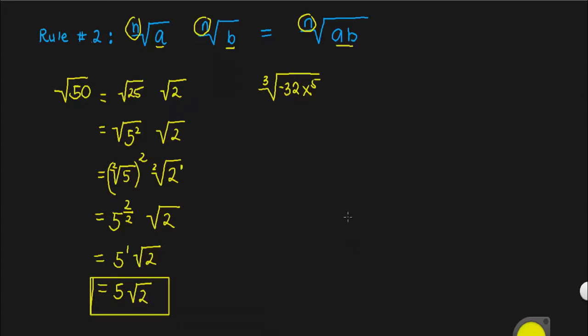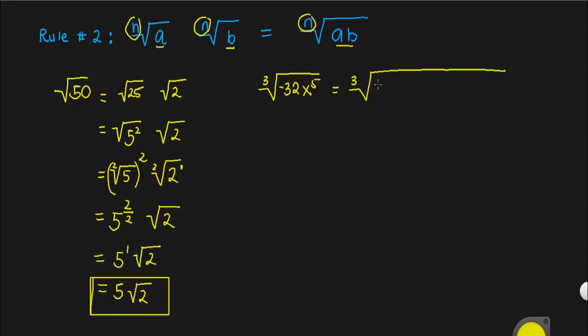Okay, for example number 2, sa rule number 2 natin, we have cube root of negative 32x to the 5th power. Okay, so ganito ang gagawin natin dyan. So we have cube root of, gawa ko ng malaking bahay, no? Paghihiwalayin ko yung negative 32x to the fifth, no?